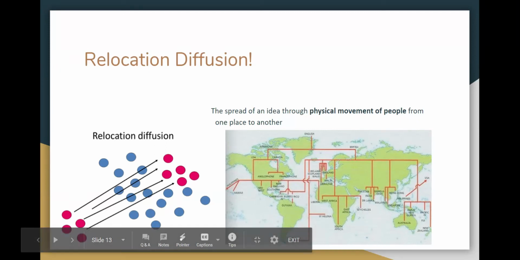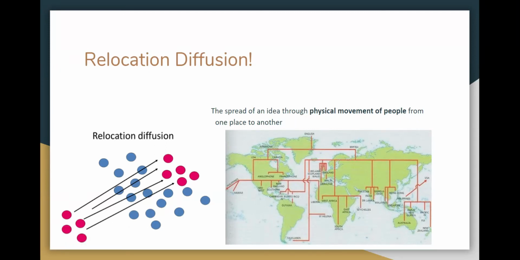All right, so in our last video, we talked about the 3 types of expansion diffusion, which were contagious, hierarchical, and stimulus. And we talked about the idea that expansion diffusion was basically cultural diffusion or cultural spreading that took place within a geographic area. So this one is the other category of cultural diffusion, and it's called relocation diffusion.